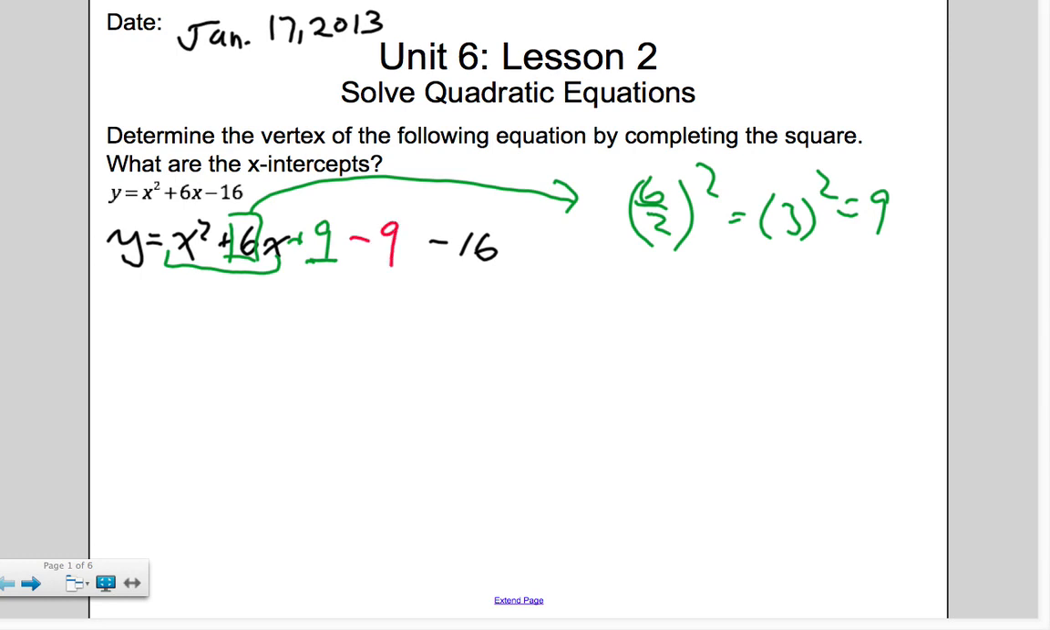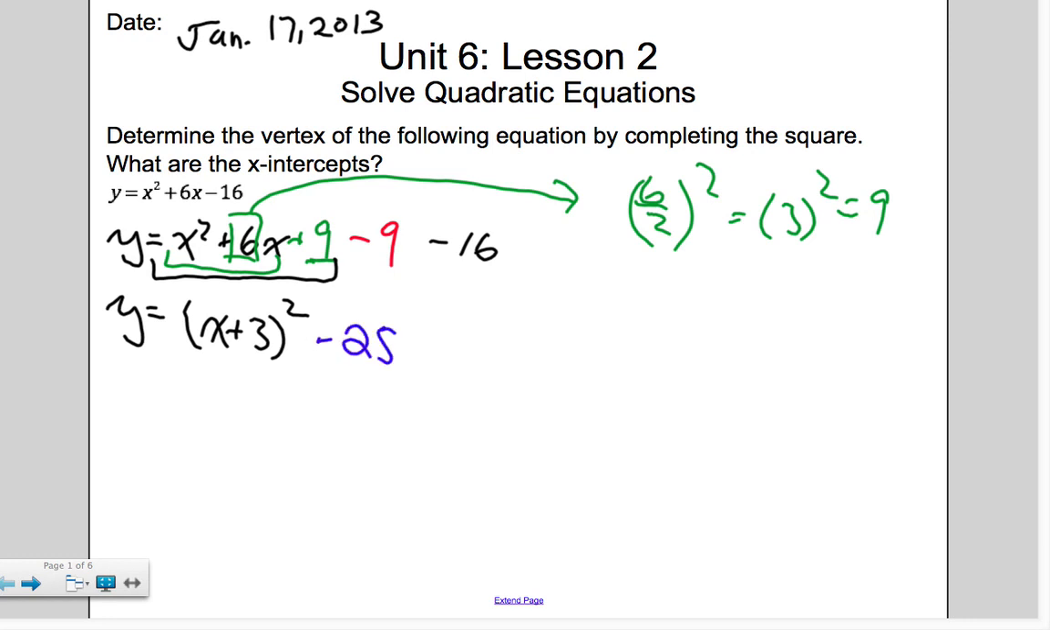Now the whole idea of adding that 9 was so that we could turn this into a perfect square trinomial. So (x plus 3) squared. And what's minus 9 minus 16? How can we simplify that? That gives us minus 25.